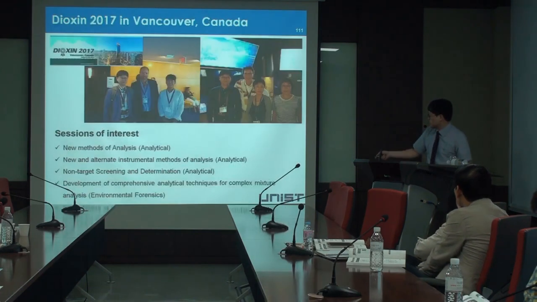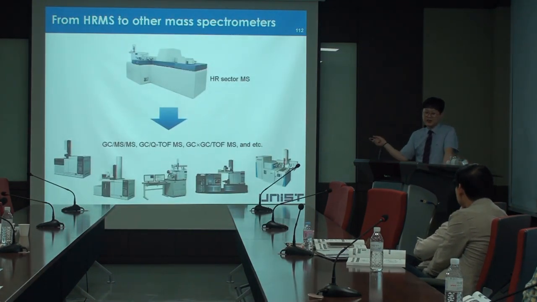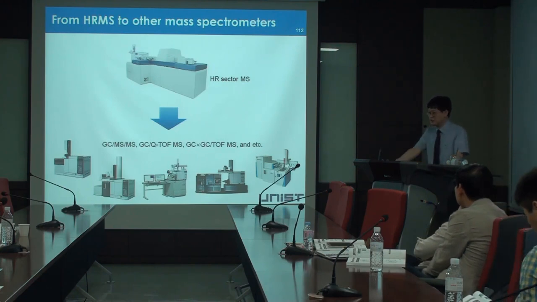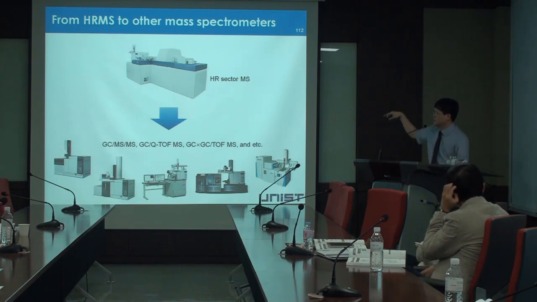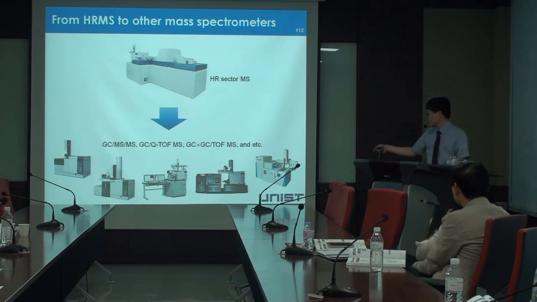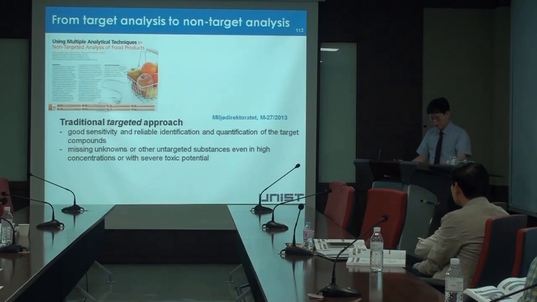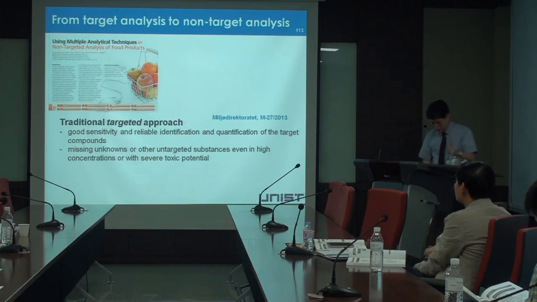Okay, from these sessions, the main topic is this one. From HRMS to different types of instruments. GC tandem MS/MS, GC-quadrupole, triple quadrupole, we say TQ, and TOF, the combination, the hybrid quadrupole-TOF, and GC-TOF, or GC×GC-TOF. There are two GC columns. The chromatogram is one-dimensional, but when you use this, two-dimensional or three-dimensional chromatograms are possible. Okay. And so on. So this is a new instrument.